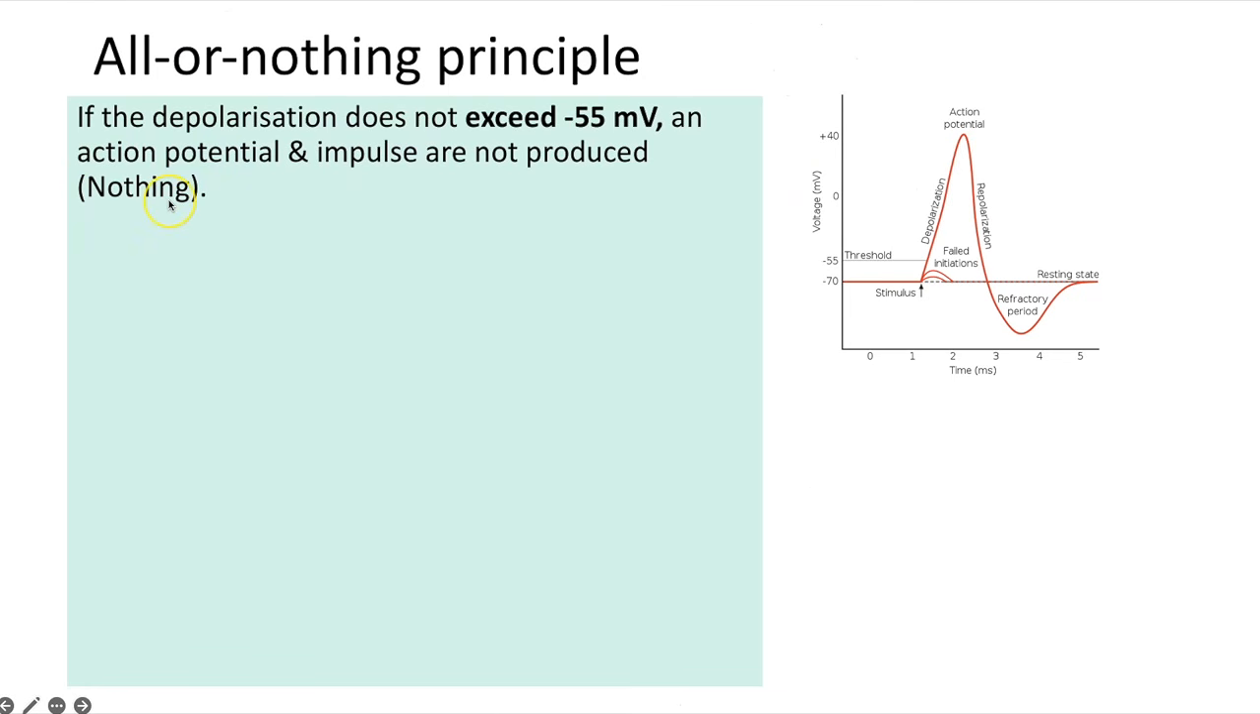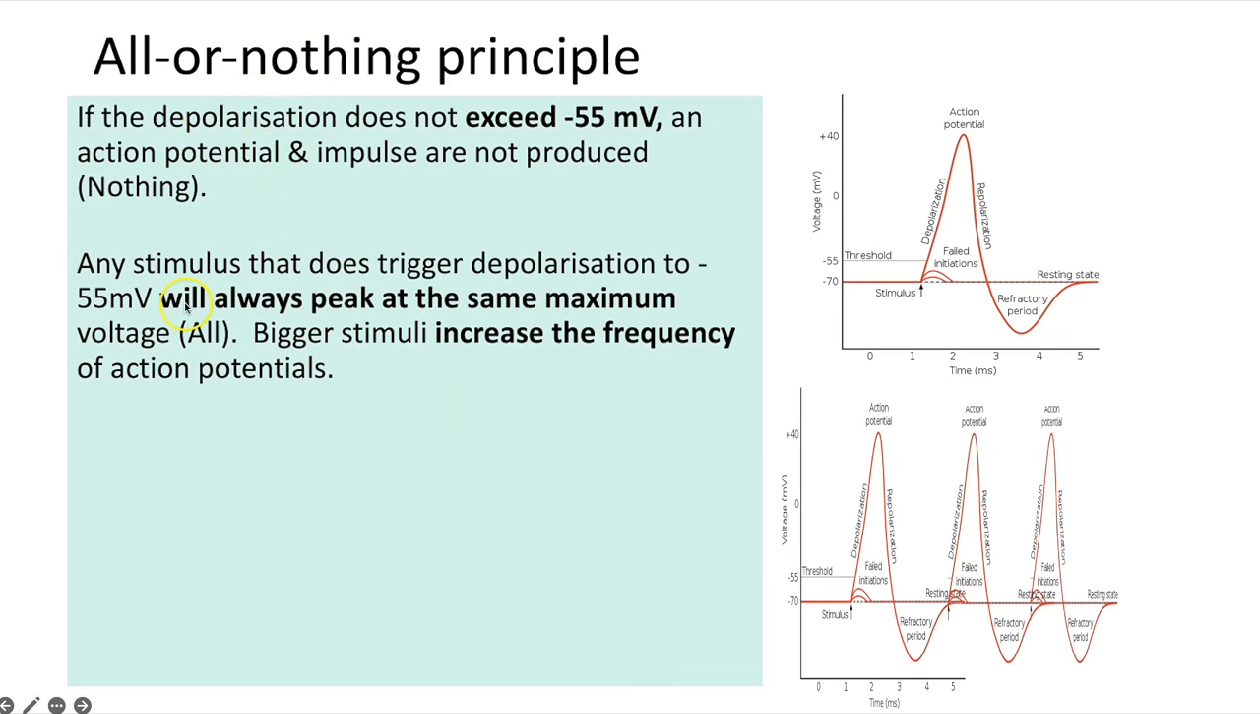So the all or nothing principle is this concept that if the depolarization does not exceed that threshold of minus 55 millivolts, then you will not get an action potential. So nothing happens. That's the nothing part of all or nothing. Any stimulus that does trigger depolarization, meaning it has reached that minus 55 millivolt threshold, the maximum voltage is always the same at plus 40 millivolts. So a bigger stimulus doesn't result in a greater peak, a greater voltage.